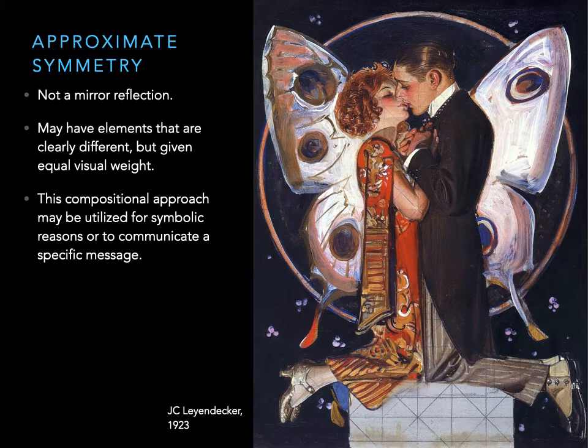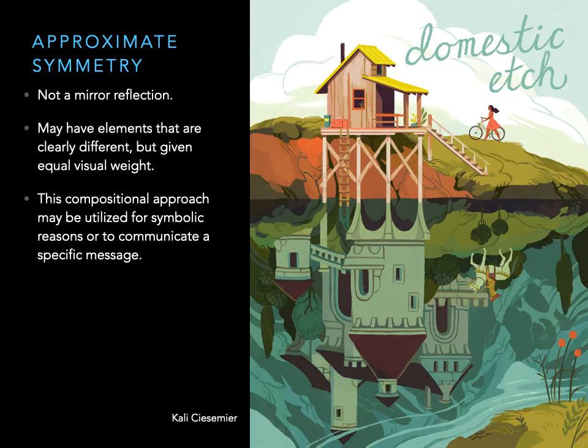Again, not an exact mirror. Obviously, the gender switches here, and the butterfly shapes in the background are slightly different, but it's still pretty balanced because of those center axis and very similar repeated forms. Here we have it more of a horizontal, and it ends up giving us a conceptual reason to use that approximate symmetry.